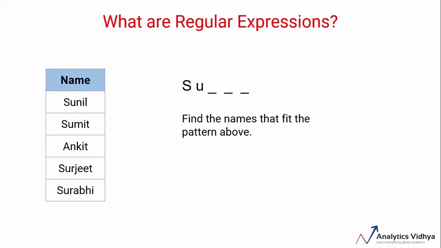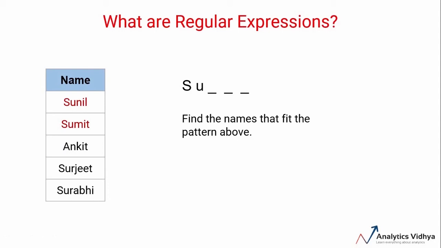Let's go one by one. The names Sunil and Sumit fit this criteria as they have S and U in the beginning and three more letters after that. But the rest of the three names are not following the given criteria. One is starting with A, whereas the others have more than three characters post S and U.